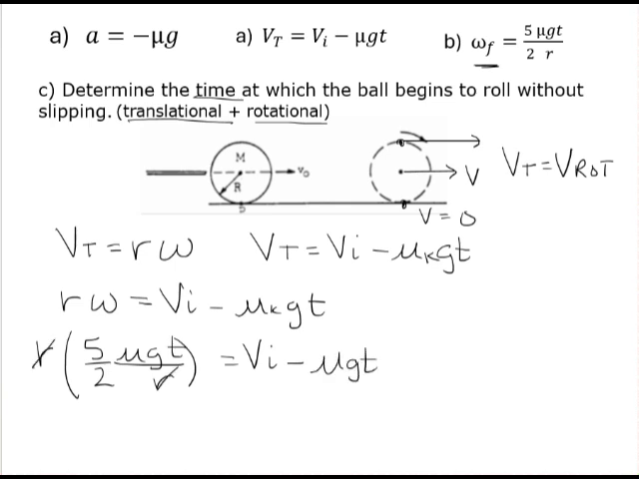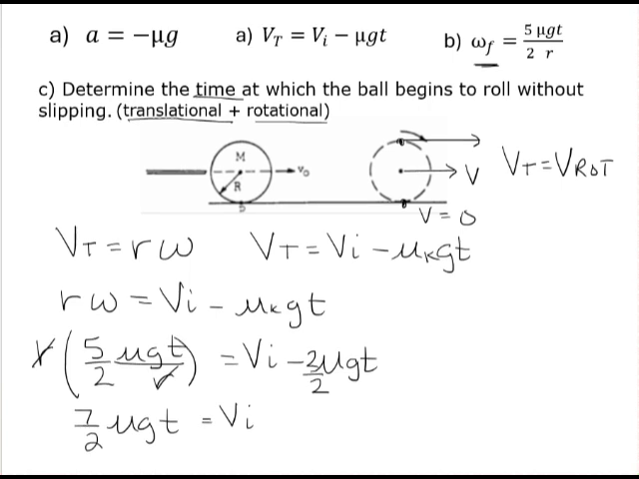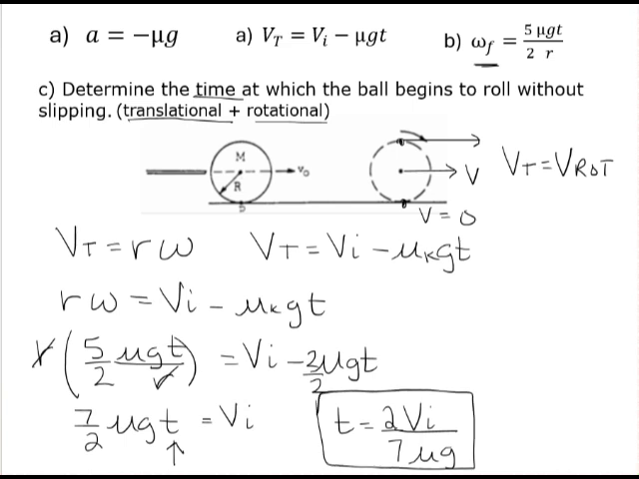The r's cancel out, and then I need to combine my mu gt terms. Since the left one is a fraction, I'm going to make this be 2 over 2. So I'll add 2 halves to both sides, which is going to give me 7 halves mu gt is equal to v initial. Since I want to isolate time, I'll have time is equal to velocity initial divided by mu g, and then I'll take the reciprocal of my 7 halves, which is 2/7. So this is the equation that will give me the time where we will begin to roll without slipping.